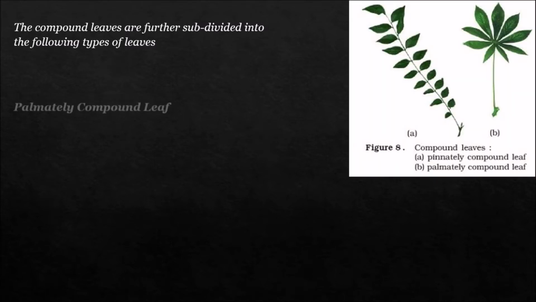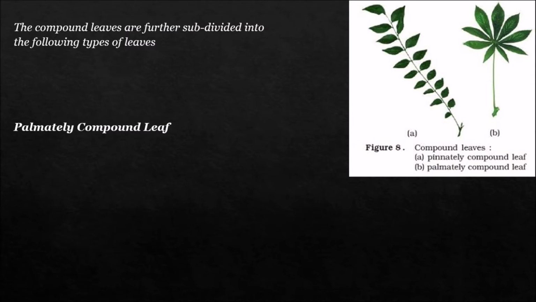The compound leaves are further subdivided into the following types of leaves. So in this slide we are seeing about the different types or the subdivision of the compound leaves. So what are they? Generally the compound leaves are classified into palmately compound leaf and pinnately compound leaf. So what is the further classification or subdivision of the compound leaves? There are two, that is palmately compound and pinnately compound.